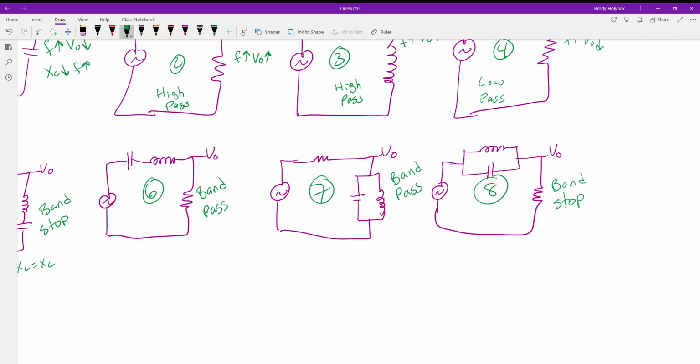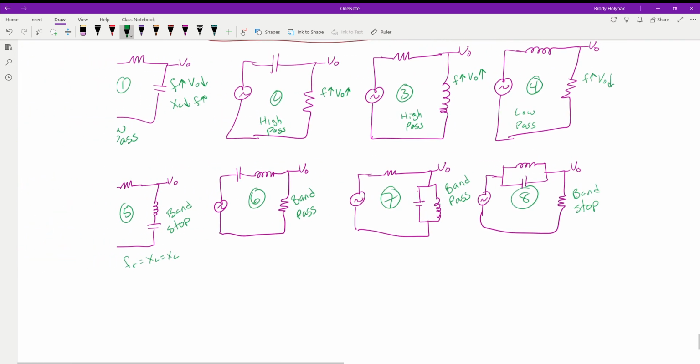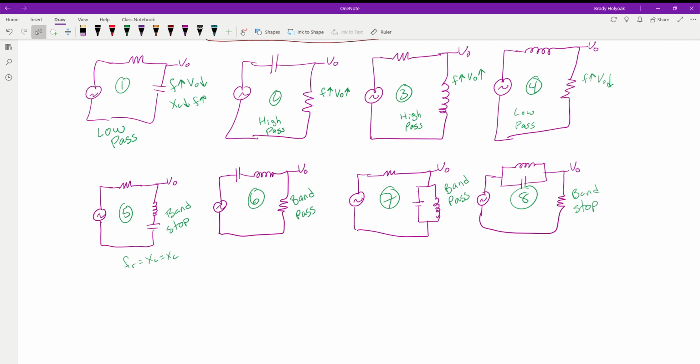And like I said, those are the ones we just did. So there's kind of a quick and dirty comparison on how we can look at these. All it's based on is: what is my reactive component doing? How is it reacting to the frequency? Is the resistance going up or down, or the reactance going up or down, of that component based on the frequency? And then, where's my output being taken?